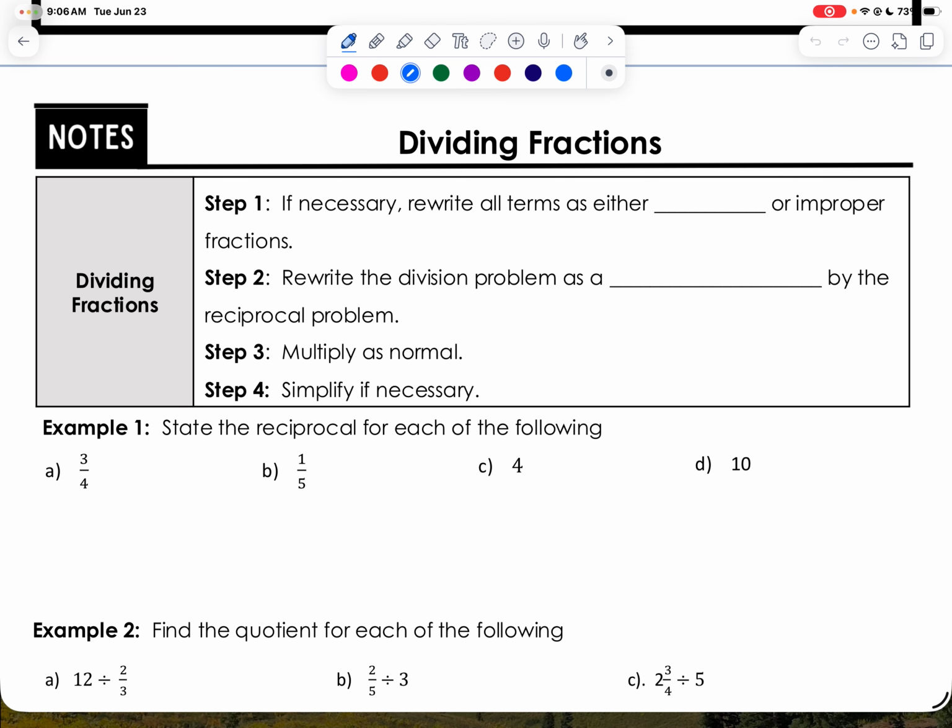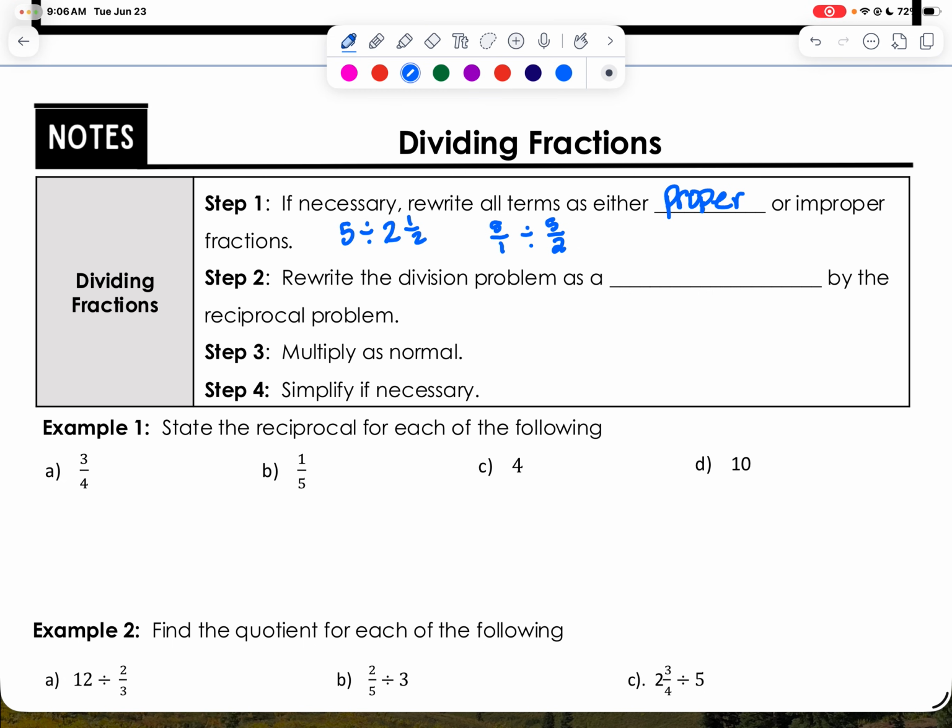In step one, if necessary, you want to rewrite all the terms as either proper or improper fractions. So, for example, if you had 5 divided by 2 and 1/2, you would want to rewrite that as 5 over 1 because you made 5 a fraction, and you would want to rewrite 2 1/2 as an improper fraction. So 2 times 2 is 4, 4 plus 1 is 5. So we would want to write 5 divided by 2 1/2 as 5 over 1 divided by 5 over 2.